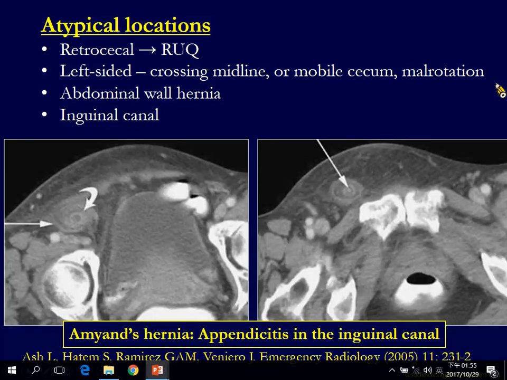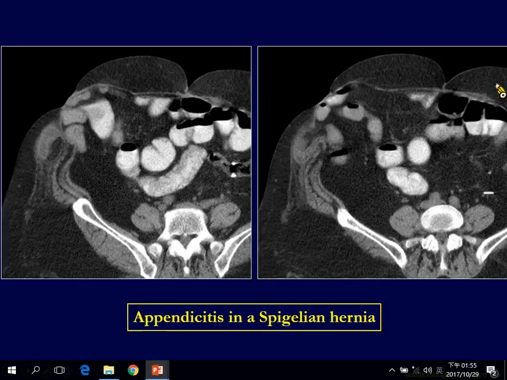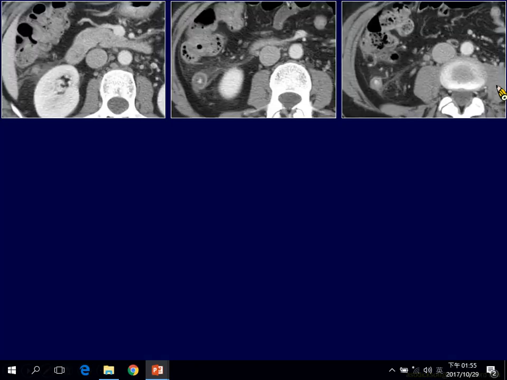This patient presents with groin pain, not the classic symptoms. Here's one that we saw of an appendicitis within a Spigelian hernia. This patient presented with abdominal wall pain from this inflammation in the abdominal wall due to appendicitis.